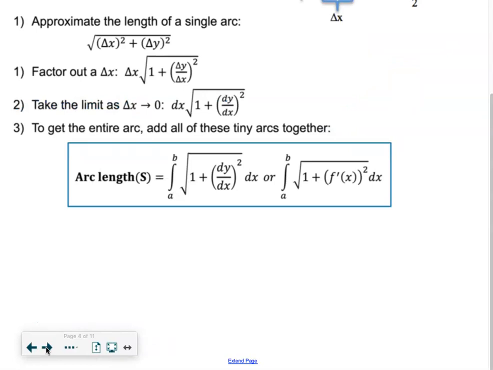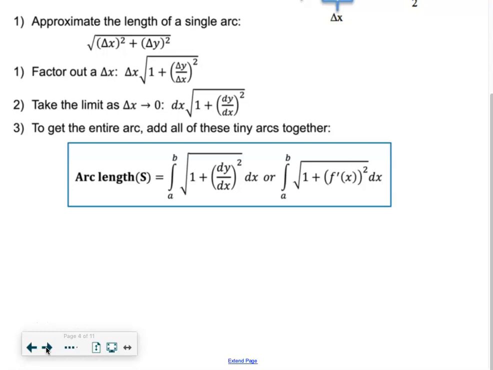So arc length, which most books, like our old book, our new book, most things online call arc length S. I don't know why they call it S. S for, because it's a curve, like a snake. Okay.